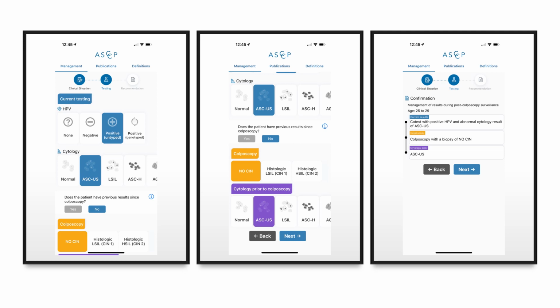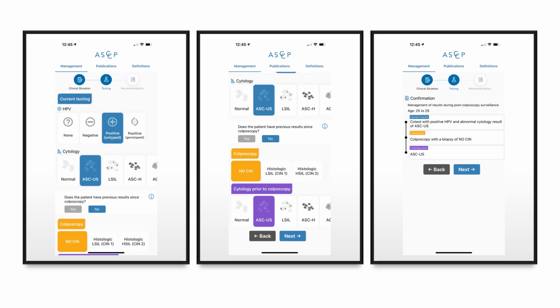So the first part is going to be identifying her current testing. For the purposes of this exercise, we're going to say she again has ASCCP and positive untyped HPV. It's going to ask us, does the patient have previous results since her colposcopy? And she does not. This is the first pap smear she's had since her colposcopy. It's going to give us an opportunity to put in her colposcopy results, which were no CIN.